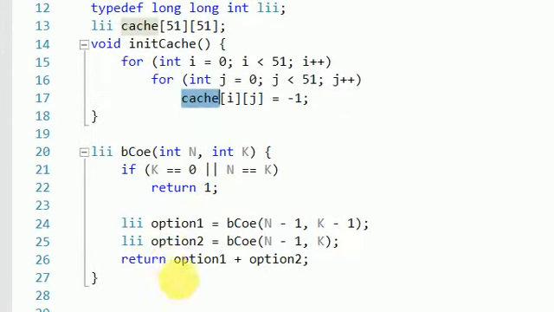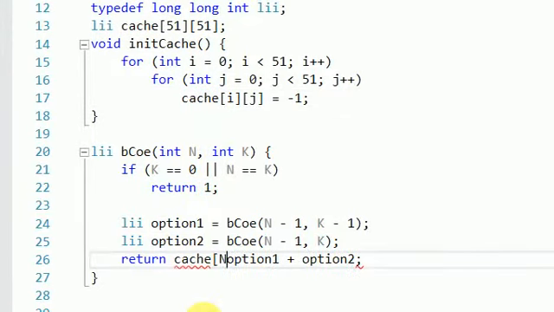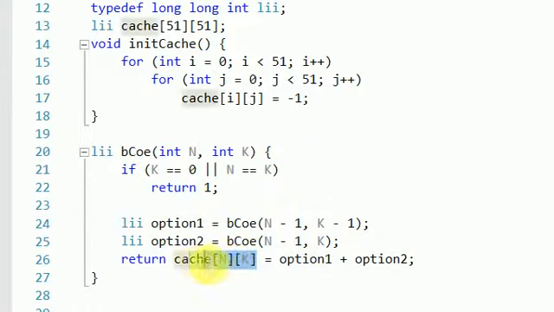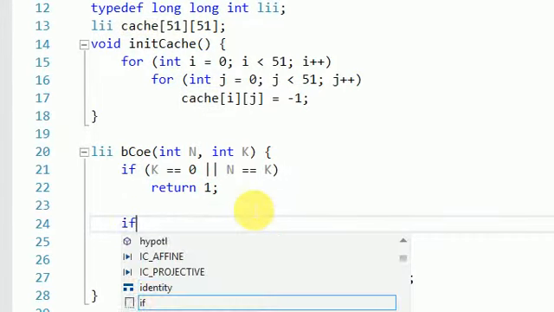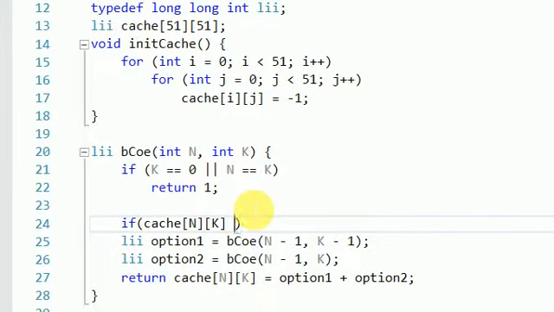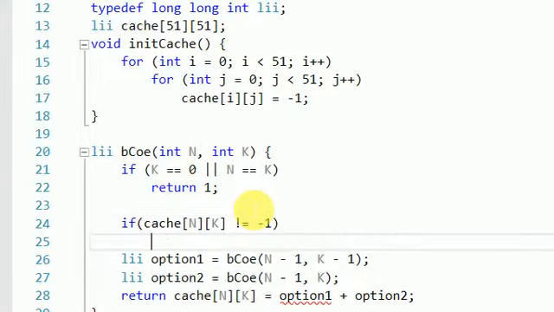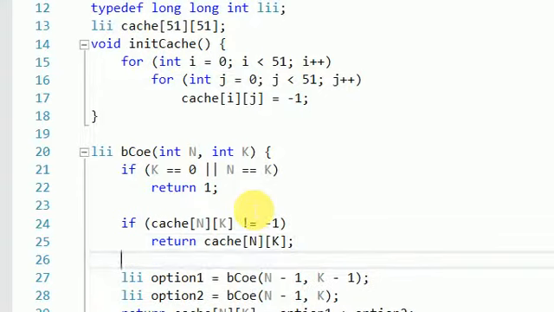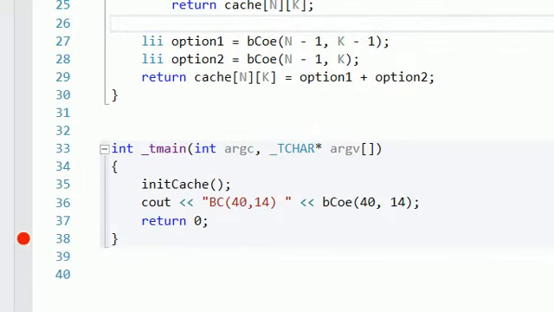Now store the value for any n comma k. You store the state for any n comma k state. You are finding the solution option 1 plus option 2, and before returning, you just store it into the cache. Again, if it asks for that particular n comma k, if cache of n comma k is not equal to -1, instead of recalculating again, you just return it from the cache. Now try to debug. You will get the answer immediately.